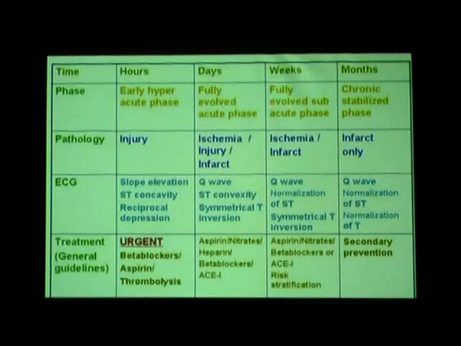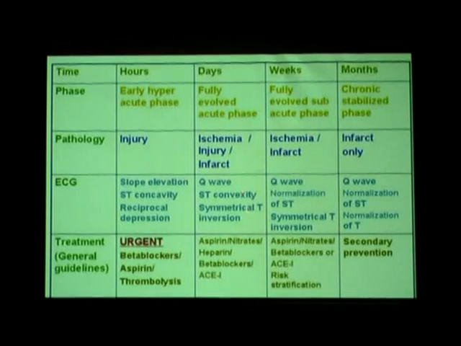In the subacute fully evolved phase, because of the treatment, the patient's ST settles down. So the patient is left with the central area of necrosis, which is a Q wave, and a surrounding area of ischemia, which is a symmetrical T wave inversion. At this point, you discharge the patient. What are the 5 drugs the patient should be on? Aspirin, clopidogrel, high dose statins, beta blocker, and ACE inhibitor. So don't discharge without these 5 drugs if there are no contraindications.